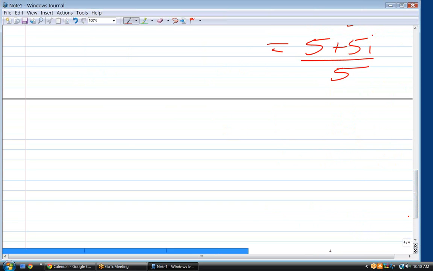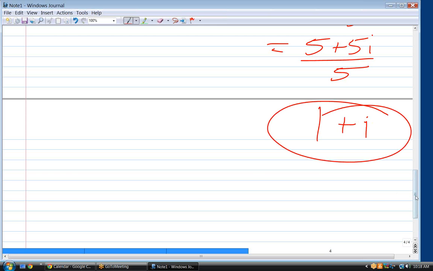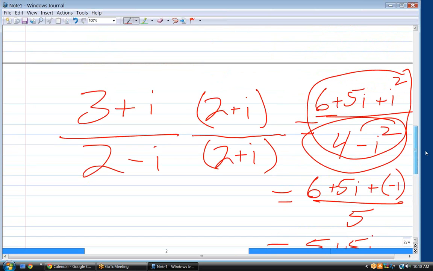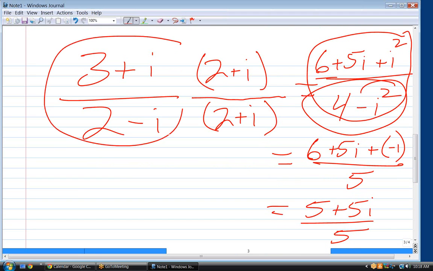So it's just 1 plus i over 1, or 1 plus 1 plus i. Interesting. That turns into 1 plus i. You never can tell. These things are strange. But that's the only difficult imaginary number.